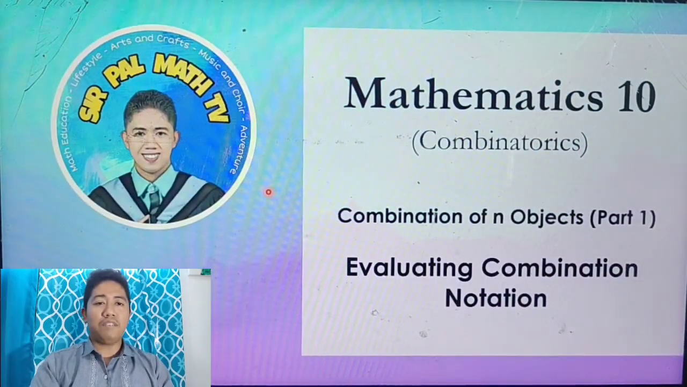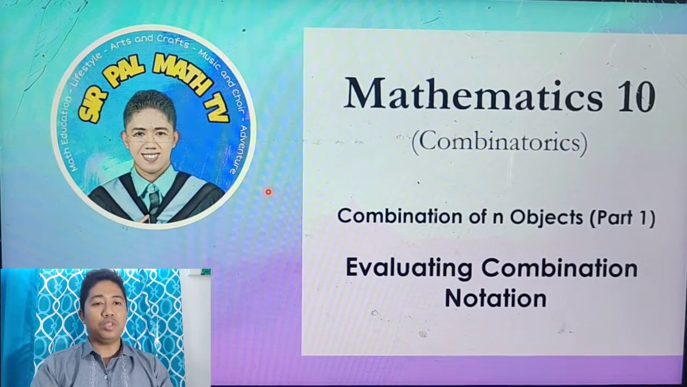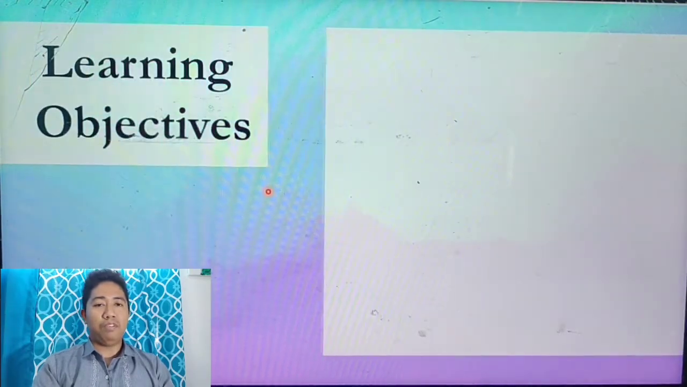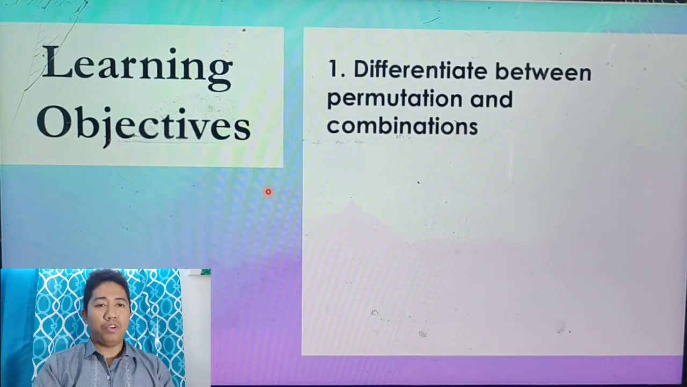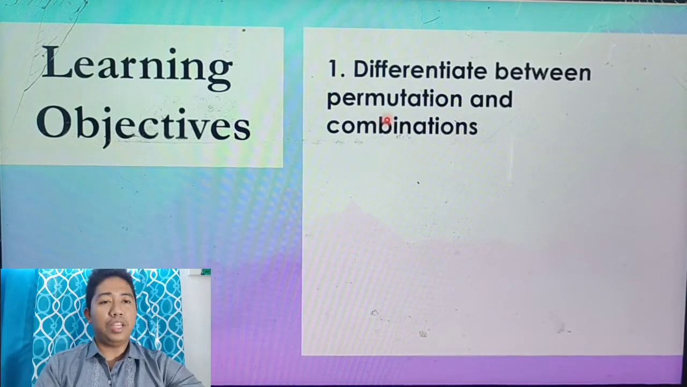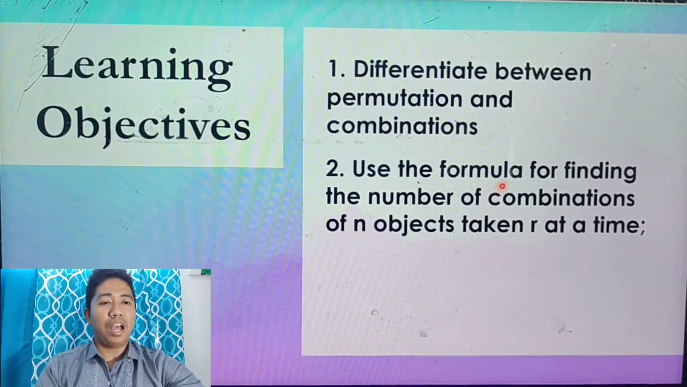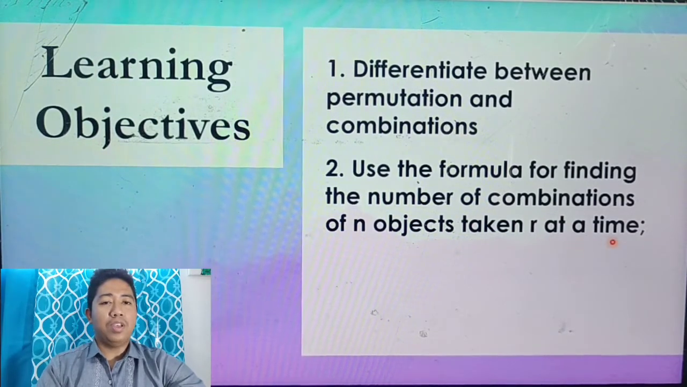So today, this is the video lesson for our Mathematics Grade 10, in which we are talking about the combination of n objects. Specifically, we are going to evaluate using the combination notation. Before we begin, here are the learning objectives for today's lesson. First, you will differentiate between permutation and combination, and you will be able to use the formula for finding the number of combinations of n objects taken r at a time. These are the only two learning objectives that you need to learn and study for this entire lesson.